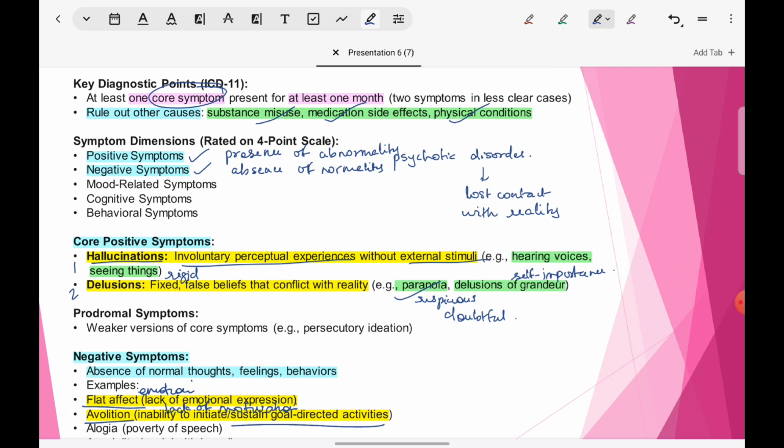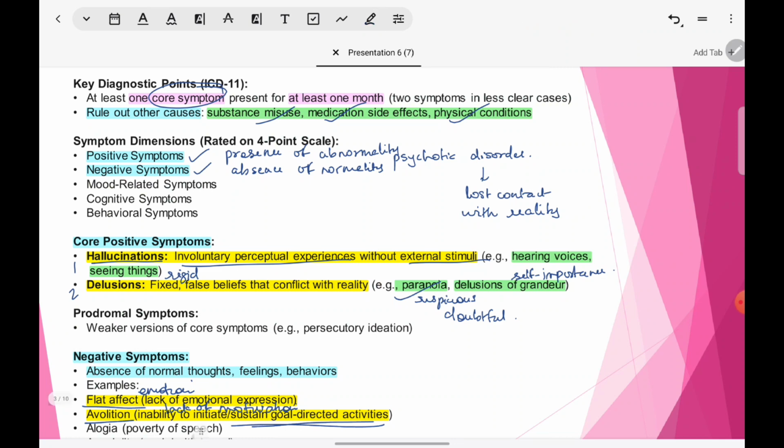They might have no purpose in their day. They might look disheveled when you see them. They might not even comb their hair or wear decent clothes because they don't care about how their day is going to go. That is known as purposelessness and lack of goal-directed activity.